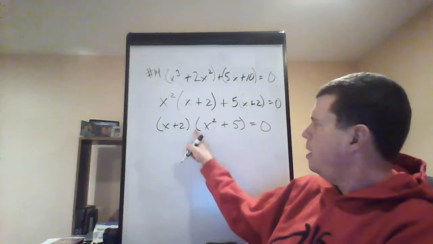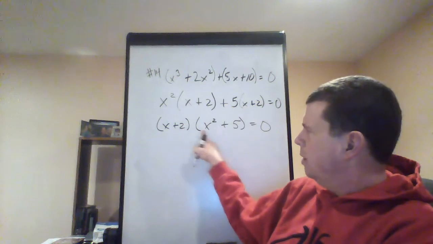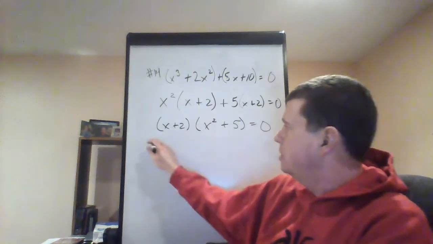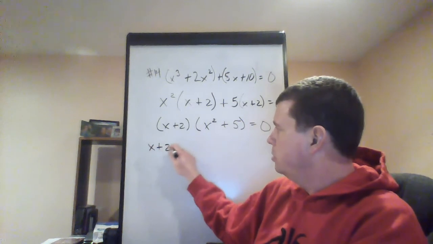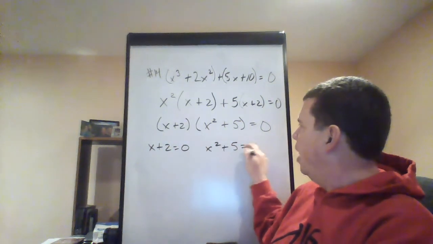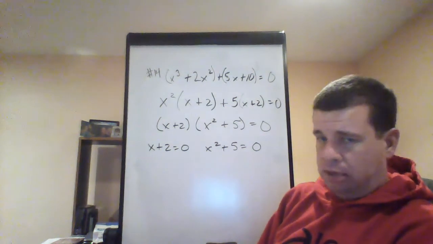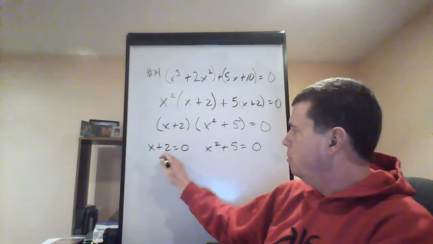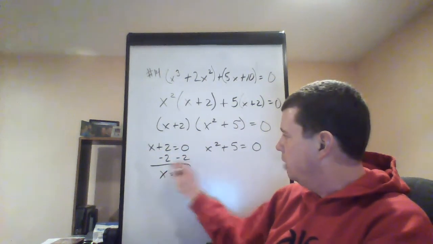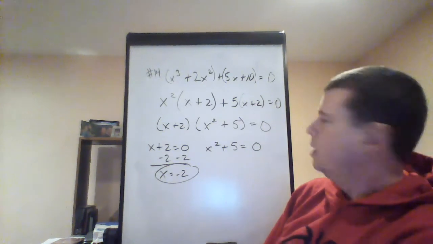So now that I've got it factored, I'm multiplying 2 things together and getting 0. One of those 2 things has to be 0. So either x plus 2 equals 0, or x squared plus 5 has to equal 0. And I just solve both of these equations individually. So x plus 2 equals 0. I do the opposite and do it to both sides. I get x equals -2. So there's one of my roots or zeros.